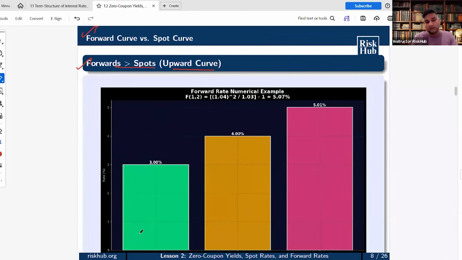With that, we move to slide number 8, which is forward curve versus spot curve, forward greater than spot, upward curve. Basically, it is a bar chart. The horizontal axis holds the categories: the 1 year spot rate, the 2 year spot rate, the 1 into 2 forward rate. The vertical axis is the rate in percent. The bars are 3, 4, and 5.01.